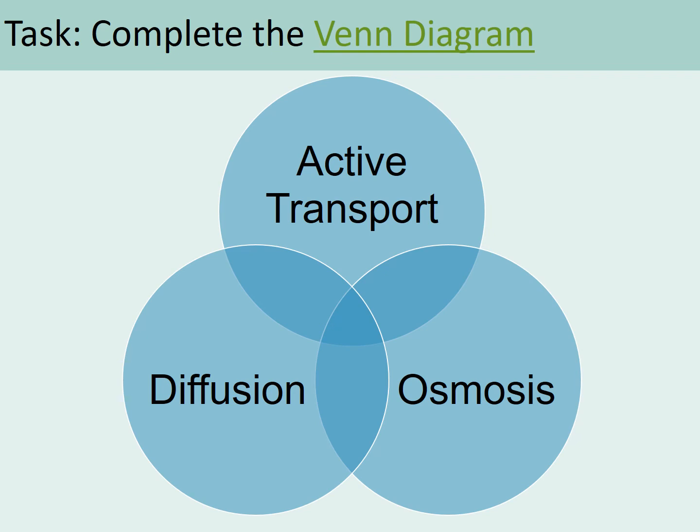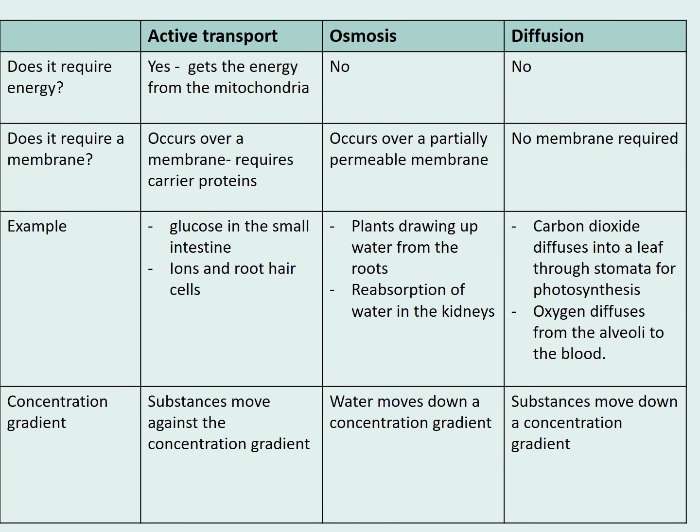Okay, now because I am not that tech savvy, I couldn't add all of it onto the Venn diagram. So I've created a table that has some of the main differences and similarities between them. Does it require energy, which I already said, that's only in active transport. So that should be in the part of the circle that's only for active transport. The other two do not require energy, they are passive.